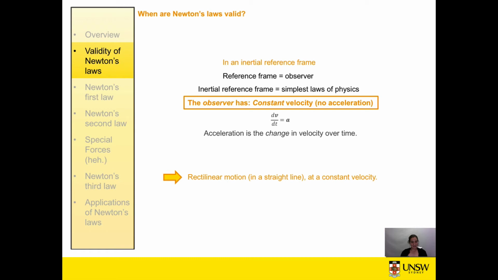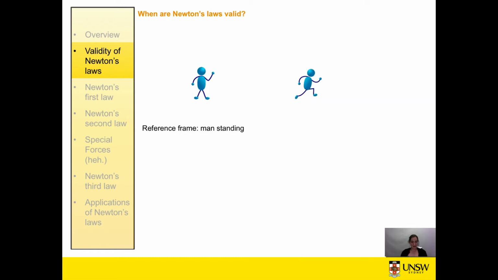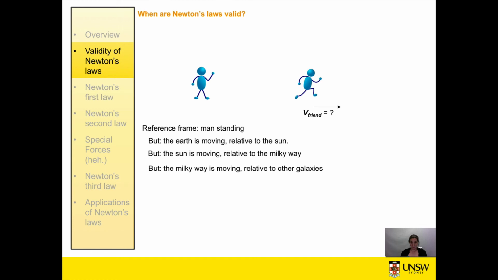So as an interesting example, if we have a man standing on Earth and he's watching his friend run, is that man in an inertial reference frame? Can he accurately describe the motion of his friend? So we know that he's standing on Earth, but we know that Earth is moving relative to the Sun. It's circling the Sun, circular motion. And we know likewise that the Sun is moving relative to the Milky Way, and so on. And so each one of these things that we could possibly use is actually accelerating. And this brings us to an interesting point in that everything in the universe is accelerating.